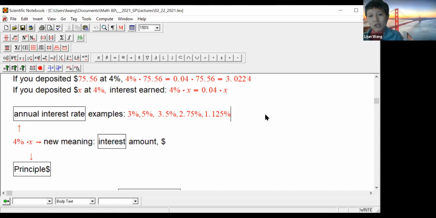A percentage is only comparable with a percentage. If you compare rates, you compare interest rates, that's what you compare. Can you compare interest rate with principal? No, they are not comparable. They're not the same category. Suppose you have 50,000 and the interest rate is 3%. How do you compare these two numbers? They're not the same category. It's like comparing apple with orange.